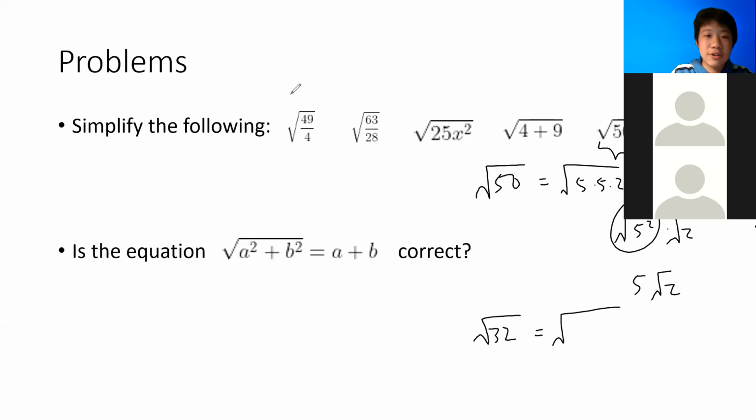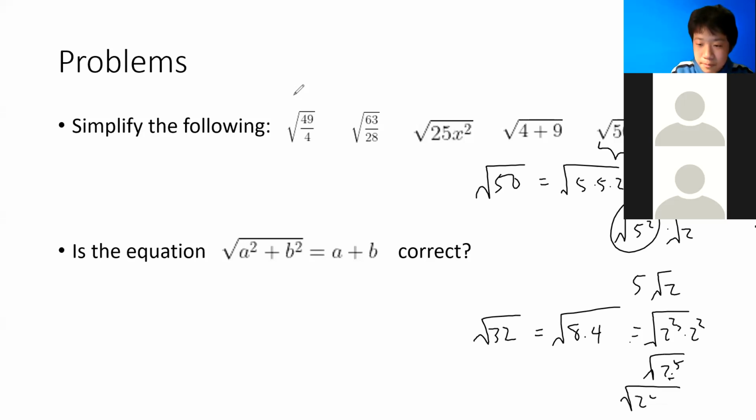you can either split this up like 8 times 4, and then we'll get the square root of 2 to the third times 2 squared, or the square root of 2 to the fifth. And now we can divide up 2 to the fifth into a 2 to the fourth and a 2. And this guy cancels out, so we get 2 squared times the square root of 2. Or in other words, 4 times the square root of 2.